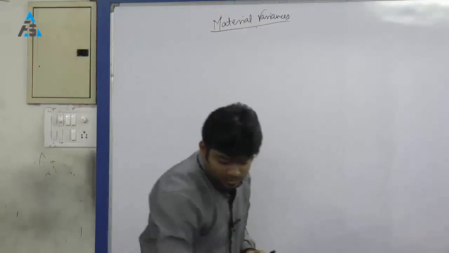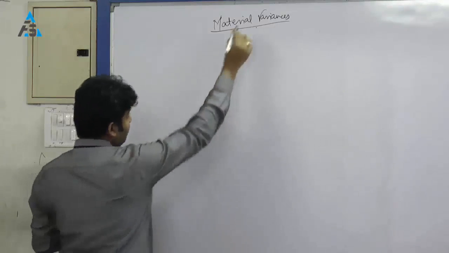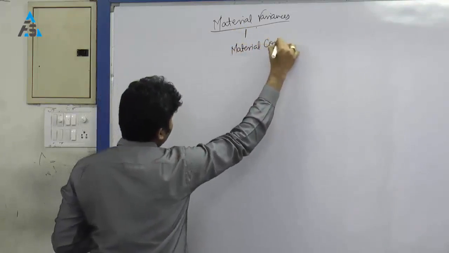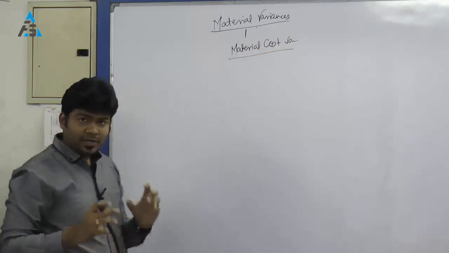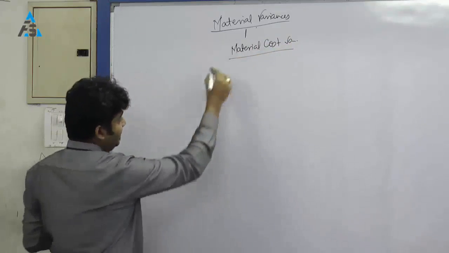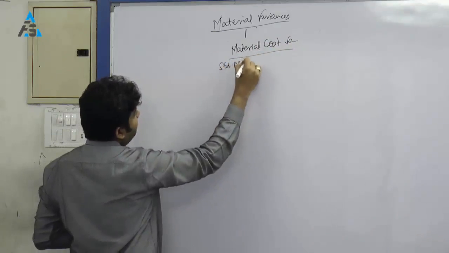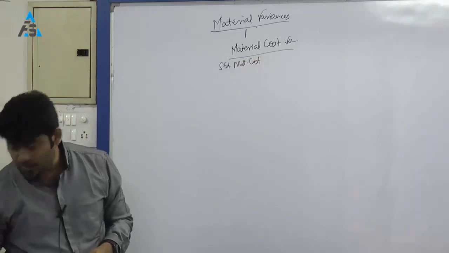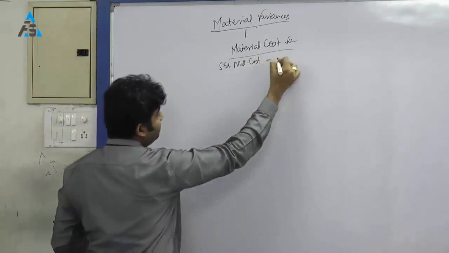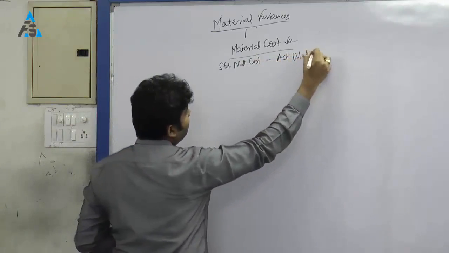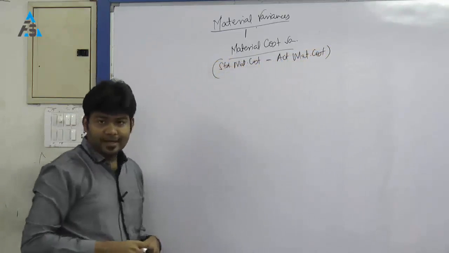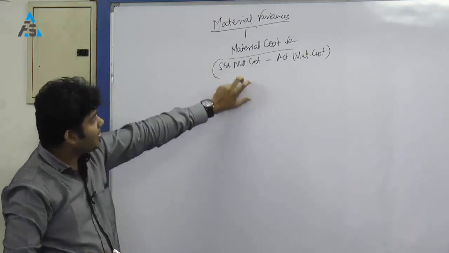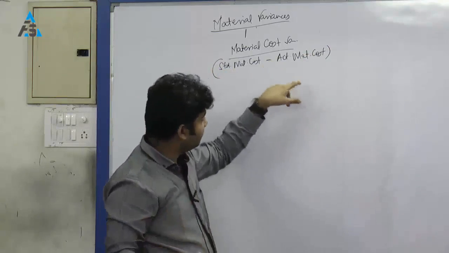Now material variances. First in line is material cost variance. So quickly we will just formulate. Material cost variance means the standard material cost that I was planning to incur, as compared with the actual material cost that I have incurred. Standard material cost for actual production minus actual material cost for actual production.